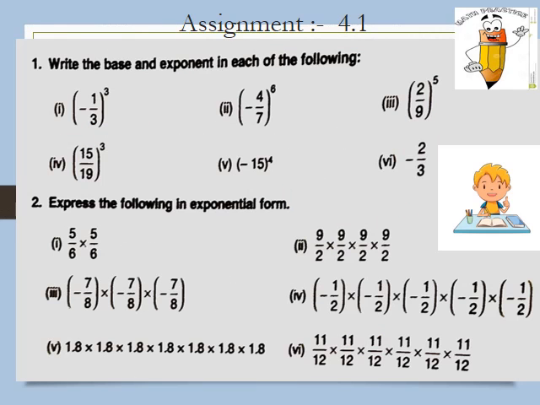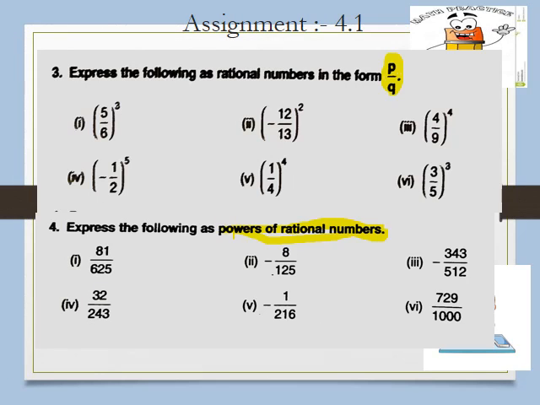So dear students, today we have learnt how to write a number in the exponential form, and how to recognize what the base is and what the exponent is. So here is a small assignment for you. Try to do this assignment in your notebook. You have to express these rational numbers in the form of p by q. Already the exponential form is given. And then the fourth one, you have to express as a power of a rational number, means you have to express this in the exponential form.